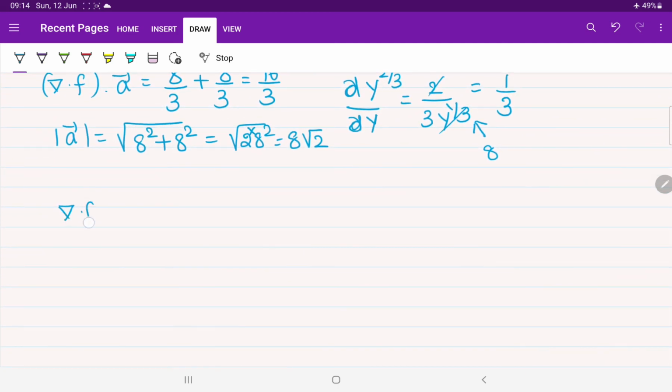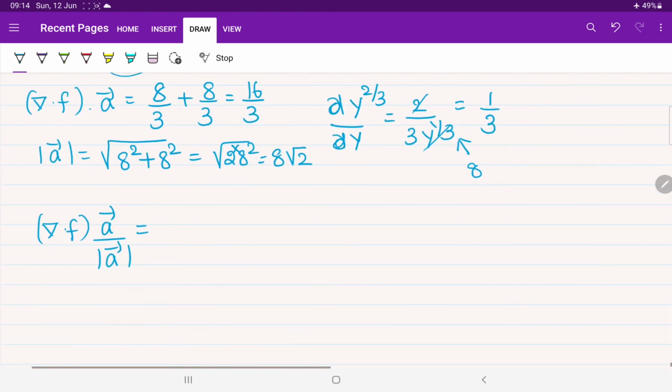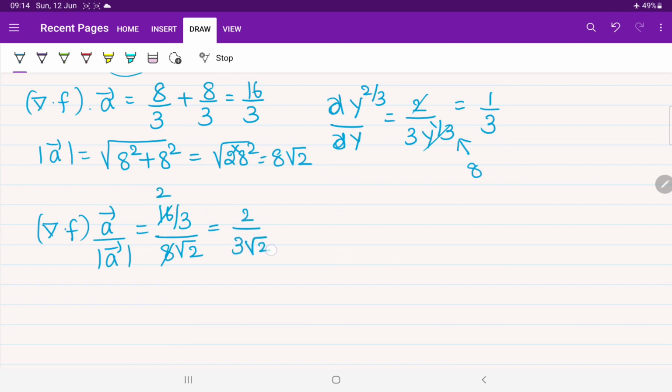Final answer is going to be del f dot a vector by mod of a. I thought of leaving it as homework, but finally I did it here. No issues. In the numerator, I will be writing 16 by 3. In the denominator, it will become 8 into square root of 2. 2 times 8 will become 16. So this can be further written as 2 by 3 into square root of 2. But numerator 2 can be written as square root of 2 into square root of 2 upon 3 into square root of 2. One square root will get cancelled. So the final answer is going to be square root of 2 by 3.